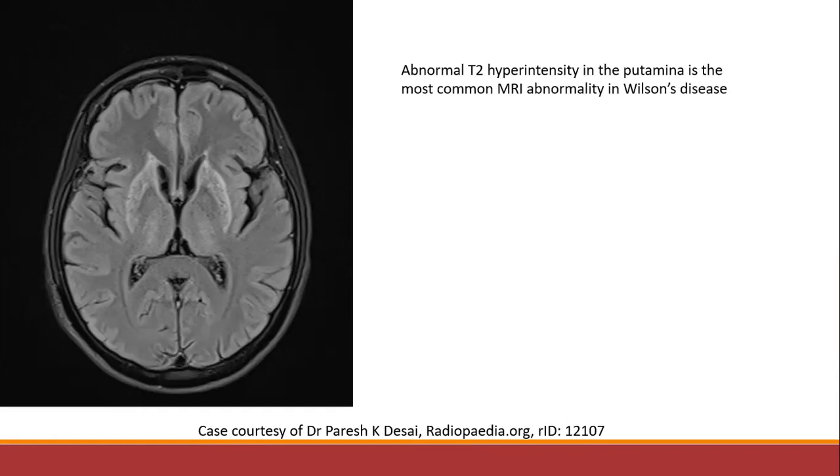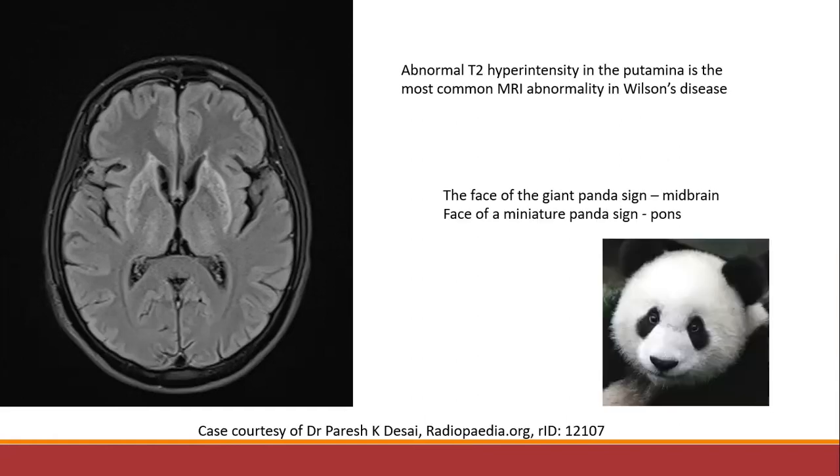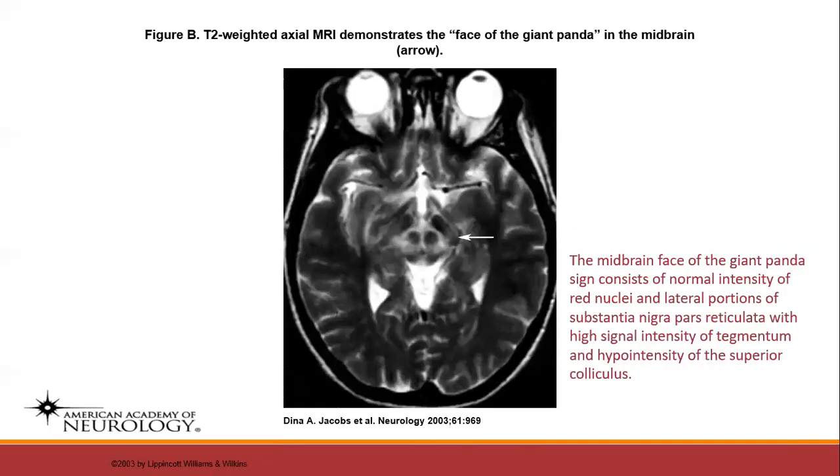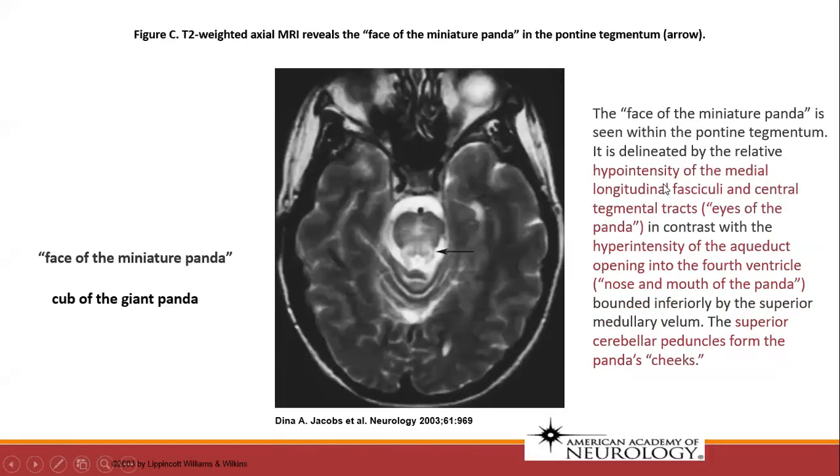Not the panda sign. The face of the giant panda sign is at the level of the midbrain, and the face of the miniature panda sign, or the cub of the panda sign, is seen at the level of the pons. So this is the panda sign at the level of the midbrain.